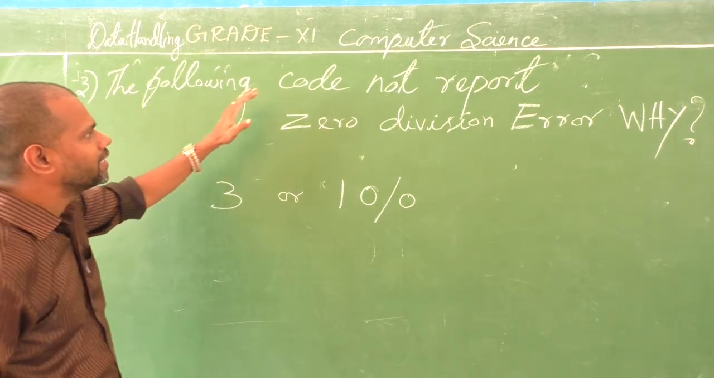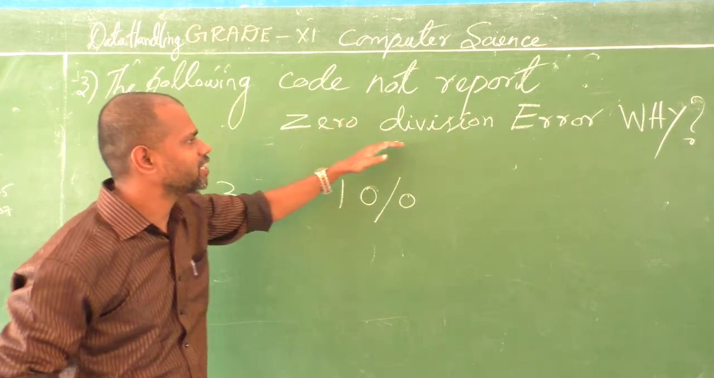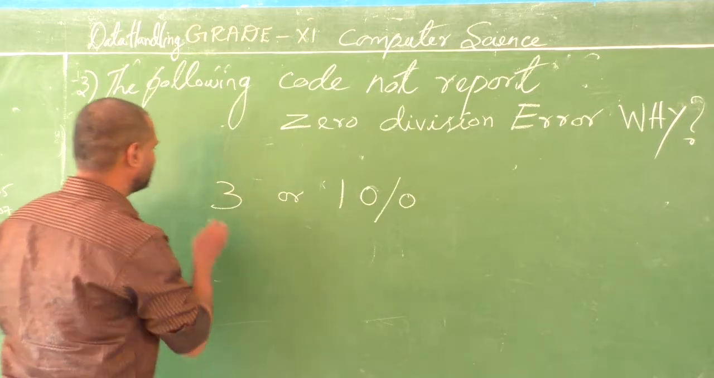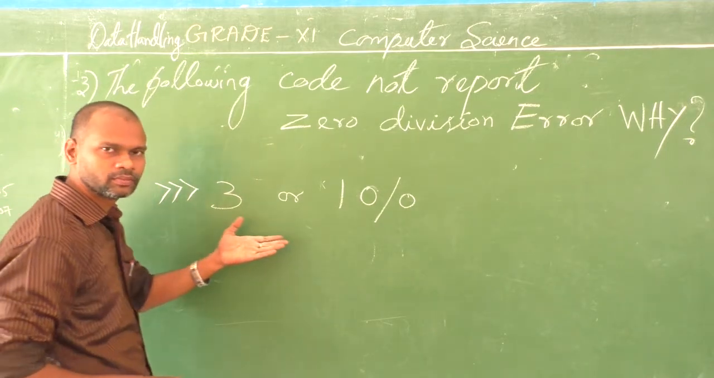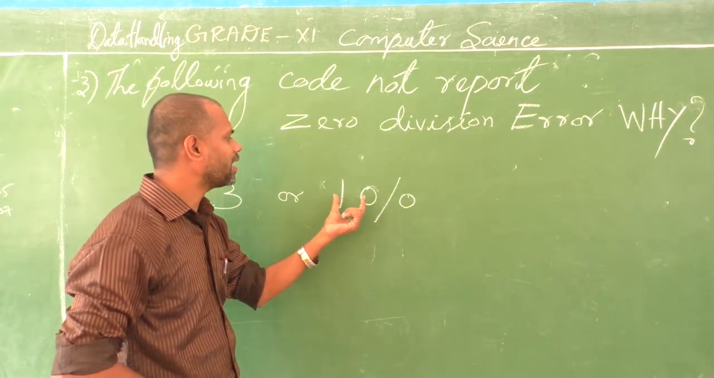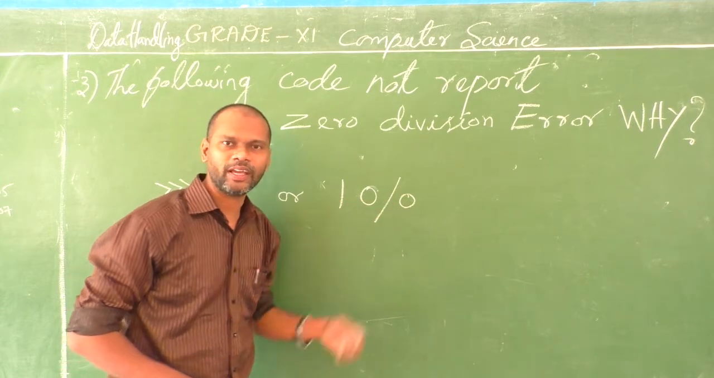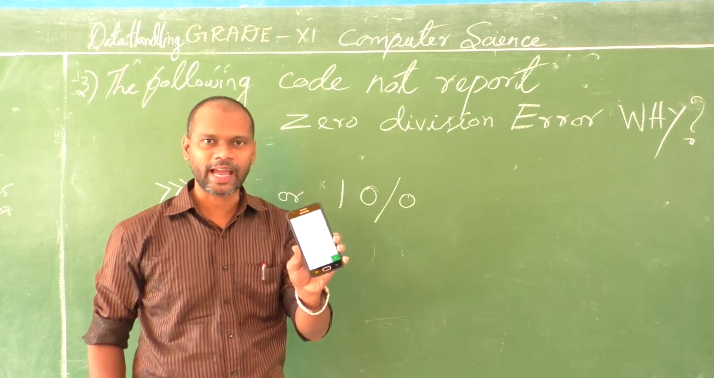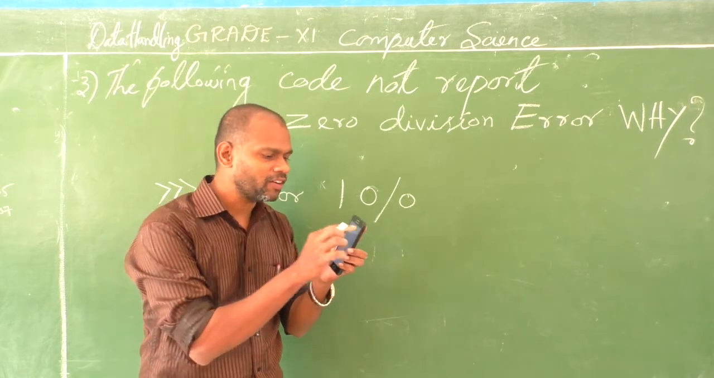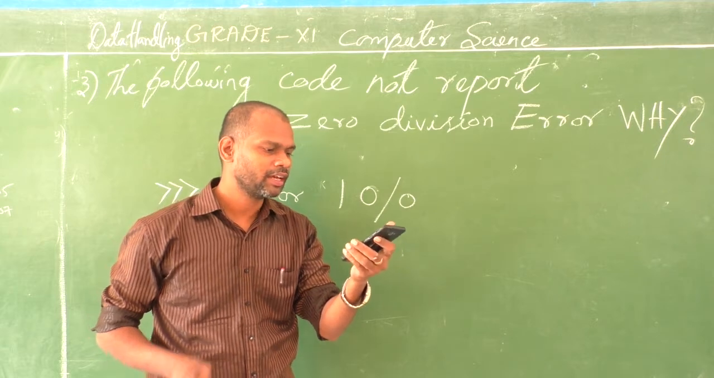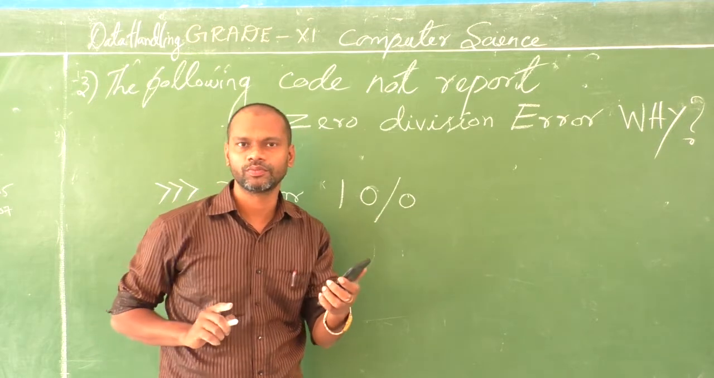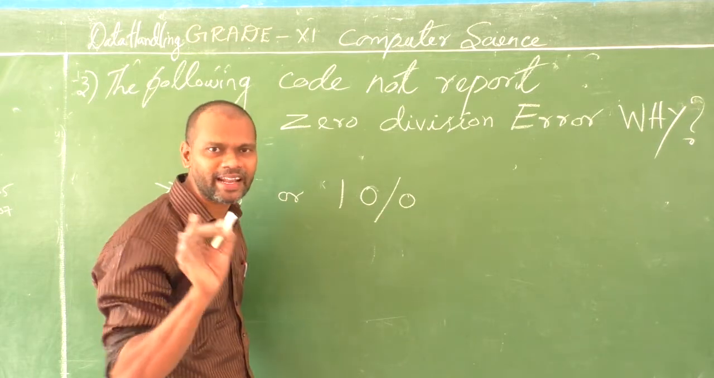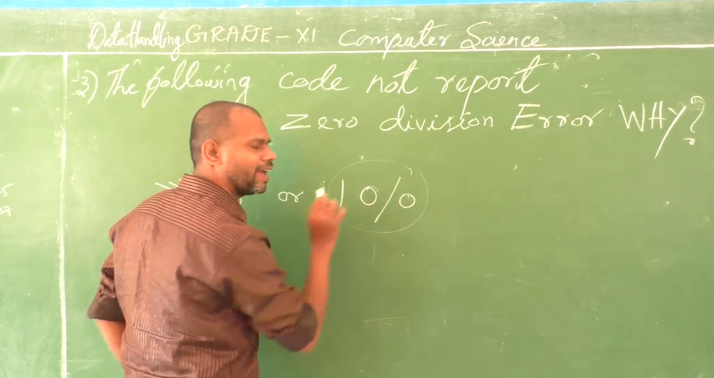The following code does not report any zero division error. Why? You see, this is the expression given in Python. Here 10 divided by 0 is there. Let me take my calculator. If I put 10 divided by 0 and press equals, it shows cannot divide by 0. So 10 by 0 cannot be divided, it will show an error.